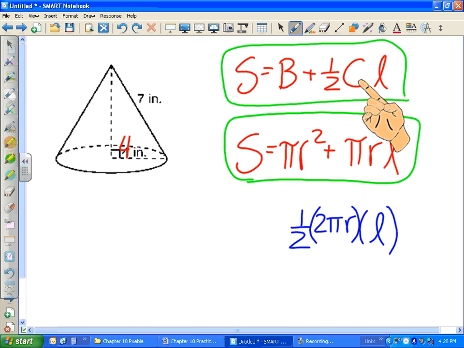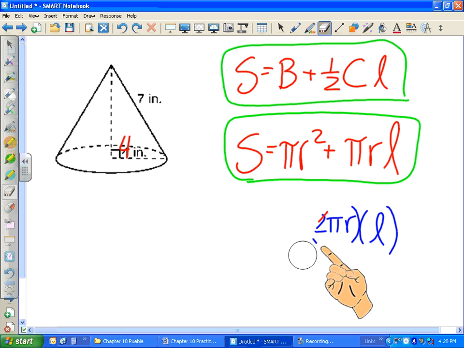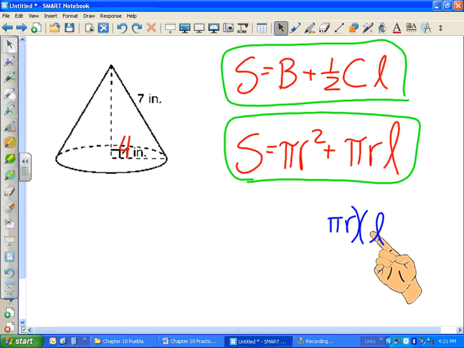Now watch what happens here. Instead of using the letter C for the formula, I'm using 2 pi r. So what do you think is going to happen with these 2's? They're going to cancel. And so what are you left with? Isn't that the formula I gave you originally? See how it's the same thing as this right here? It's the same exact thing.